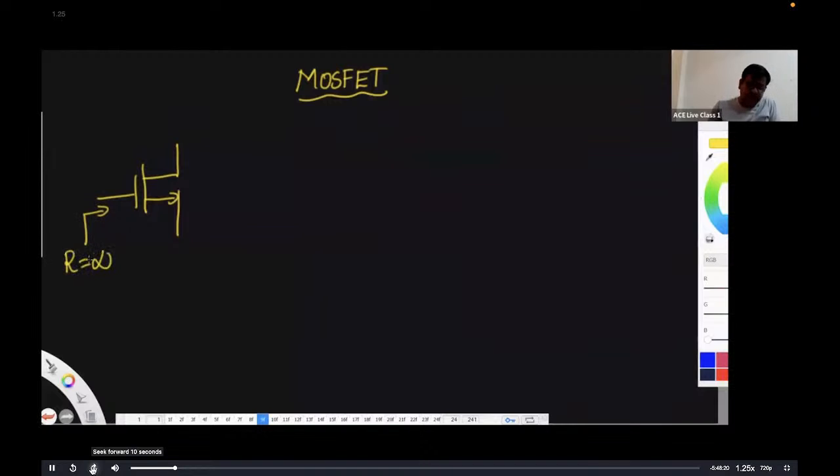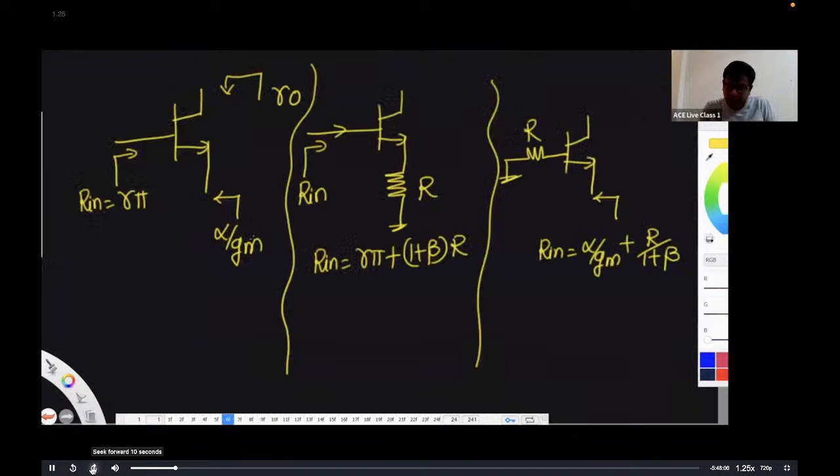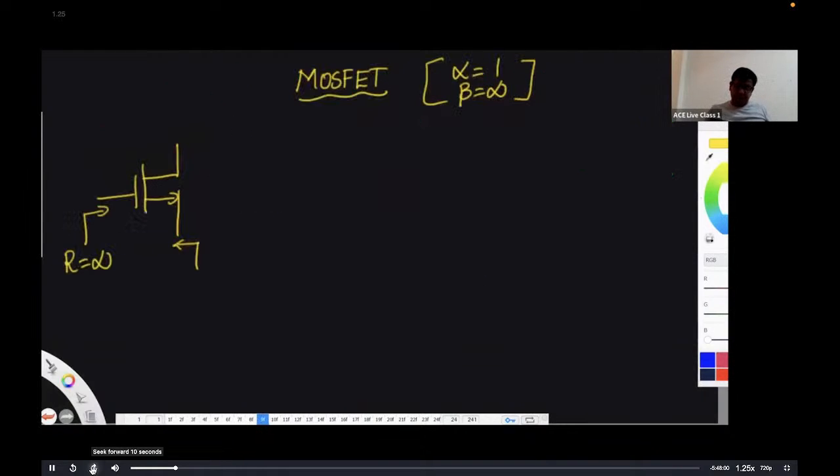So similarly, for MOSFET, the resistance reflection rule, the gate current is 0, so the input resistance here is infinite. Here it is going to be alpha is 1 in MOSFET as compared with BJT. Alpha is 1 and beta is infinite. So whatever we have done here, if you put alpha 1 and beta infinite, you are going to get the same answer. So the MOSFET just converts to BJT. So here you are going to have 1 by GM, and this is R naught.